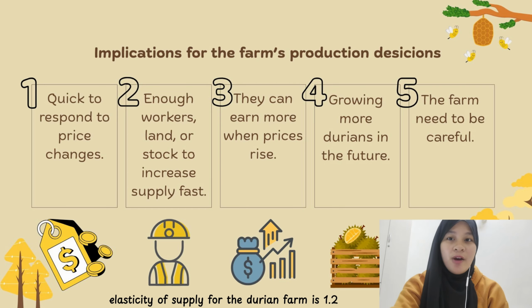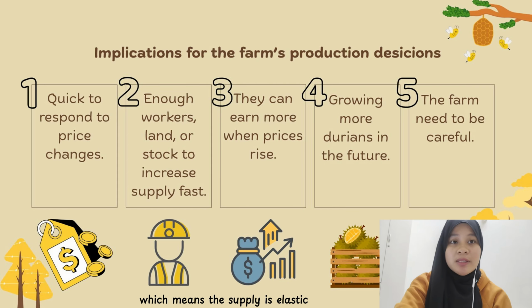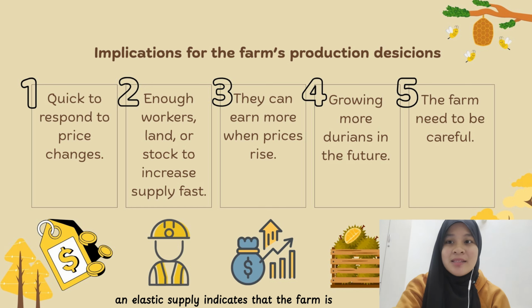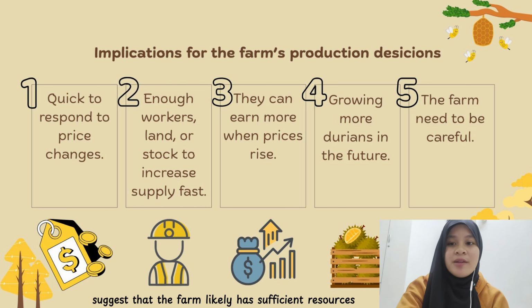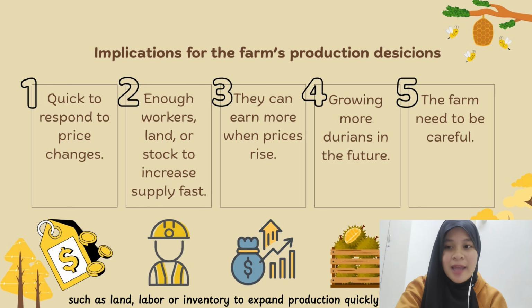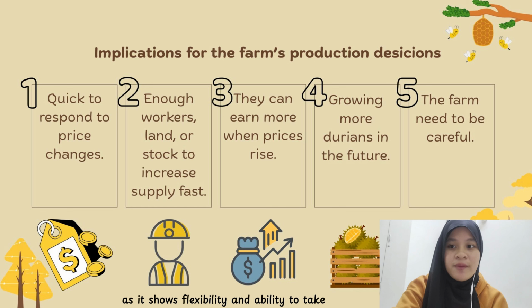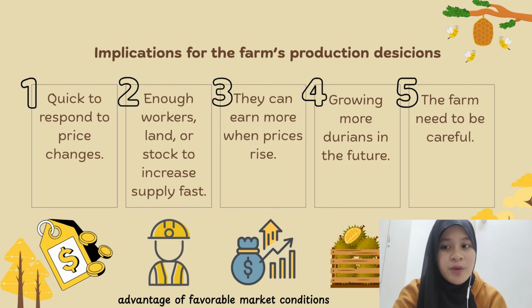So, the price elasticity of supply for the durian farm is 1.2, which means the supply is elastic. And elastic supply indicates that the farm is able to respond quickly and effectively to changes in price. When the price of durians increases, the farm can increase the quantity supplied more than proportionally, allowing them to potentially earn more revenue. This elasticity suggests that the farm likely has sufficient resources such as land, labor, or inventory to expand production quickly. This is a positive sign for the farm as it shows flexibility and the ability to take advantage of favorable market conditions.